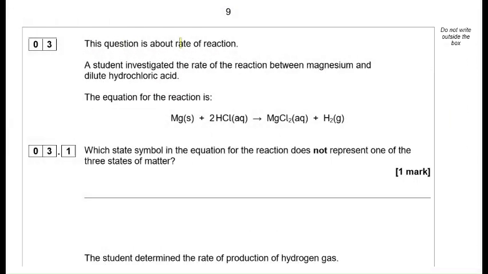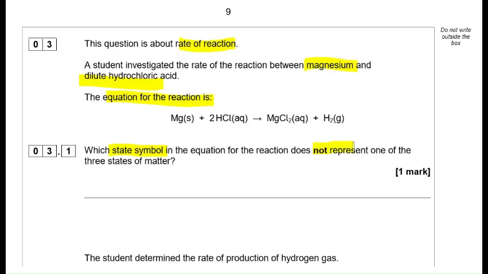Over the page, question 3. This question is about rate of reaction. A student investigated the rate of the reaction between magnesium and dilute hydrochloric acid. The equation for the reaction is Mg(s) + 2HCl(aq) goes to MgCl2(aq) + H2(g). 3.1. Which state symbol in the equation for the reaction does not represent one of the 3 states of matter?